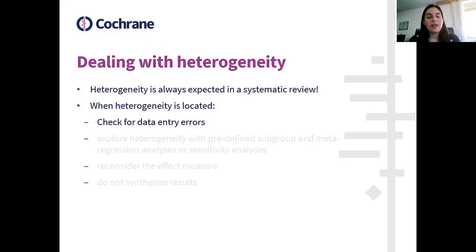As Aphrodite very well introduced us to the term heterogeneity, we are now going to see how to deal with it. So heterogeneity is always expected in a systematic review. This is the reason that review authors should always take into account any statistical heterogeneity when interpreting their results. If heterogeneity is identified, there are a number of options available. And the first thing we need to do, if heterogeneity is located, is to check for data entry errors.